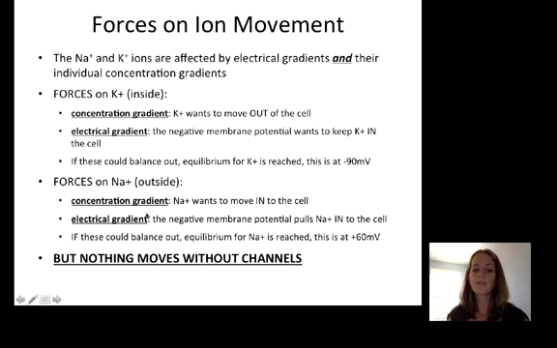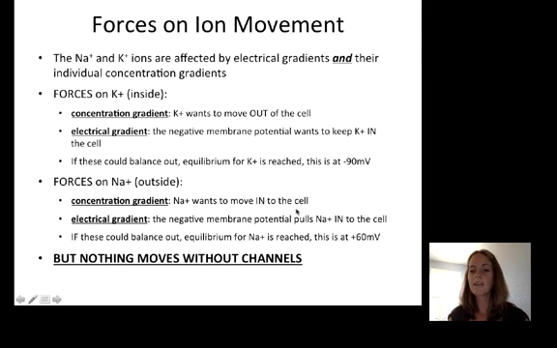So both the concentration and the electrical gradient are driving sodium into the cell. So sodium really wants to get into the cell. If sodium can balance and reach its equilibrium, then the cell would be at +60 millivolts. So clearly, at rest, sodium is very far from being at equilibrium.